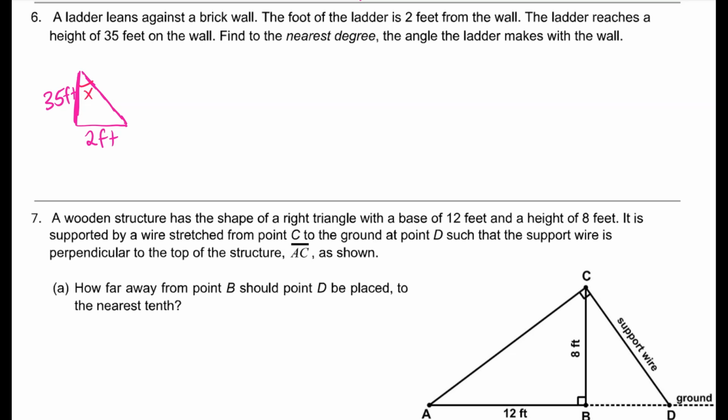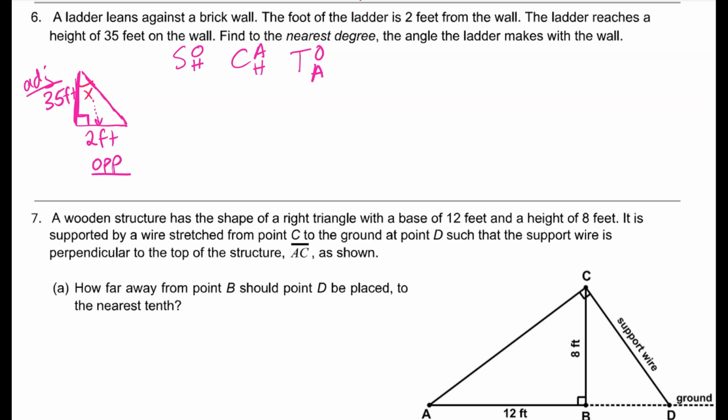So again, I know I'm going to use trig here. It's going to be a little bit different since I'm solving for an angle and not a side length this time. But I'm still going to write down SOHCAHTOA, and I'm going to label my sides from the angle I care about. So from that x, that 2 would be my opposite side, and that 35 would be my adjacent. I know it's not my hypotenuse because my right angle is right there. My hypotenuse is always across from my right angle.